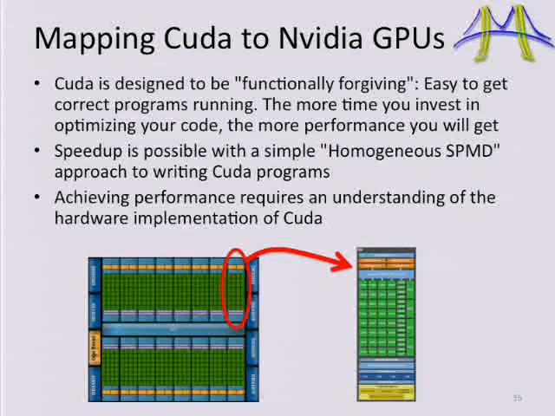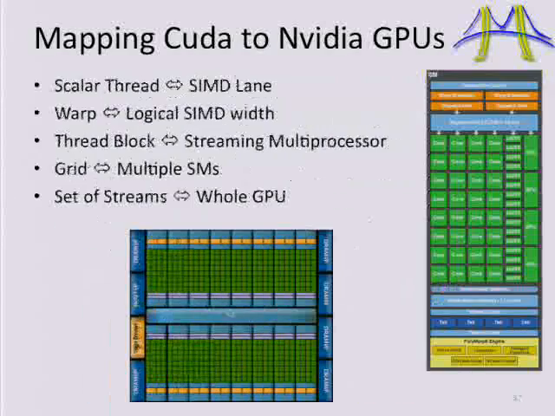Although in some cases you can get speed up by doing homogeneous single program multiple data by launching 10,000 threads, all of which are doing more or less the same thing, modulo control flow. But really, the hardware implementation is crucial for actually getting performance out of this thing. I'll go through each of these in more detail.